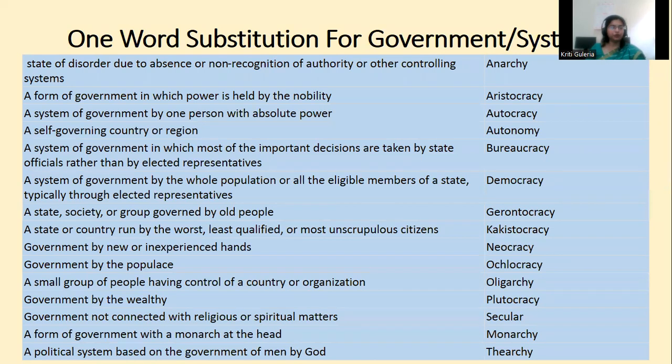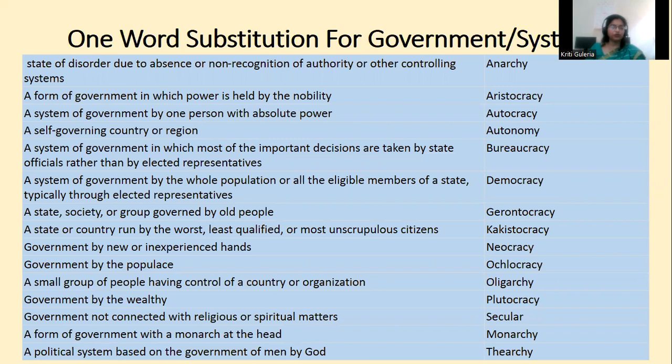Next, government by new or inexperienced hands: neocracy. Neo means just born or just taken into shape. So when inexperienced people run the government, that kind of governance is referred to as neocracy. Then government by the populace: ochlocracy. A small group of people having control of a country or organization: oligarchy. Government by the wealthy: plutocracy.